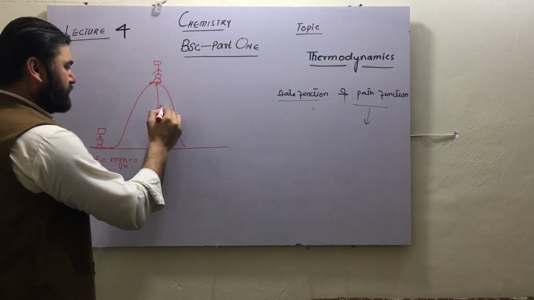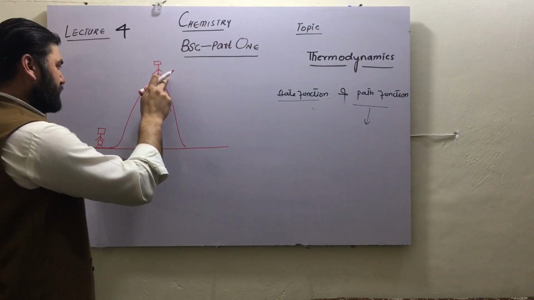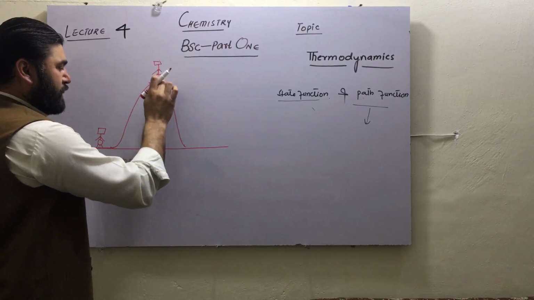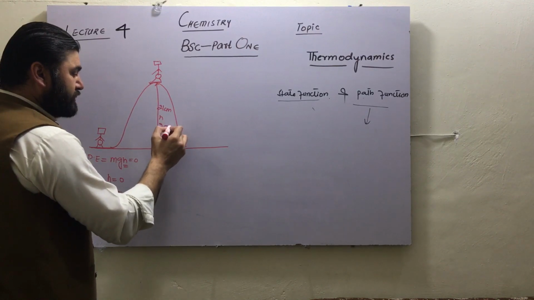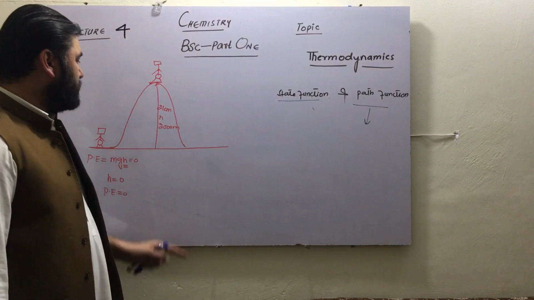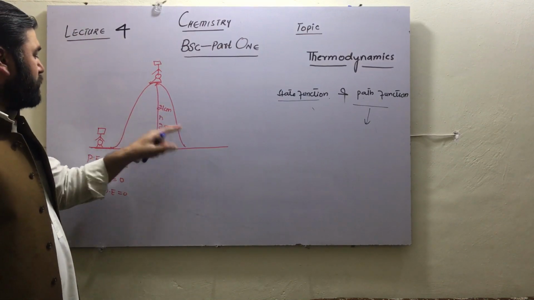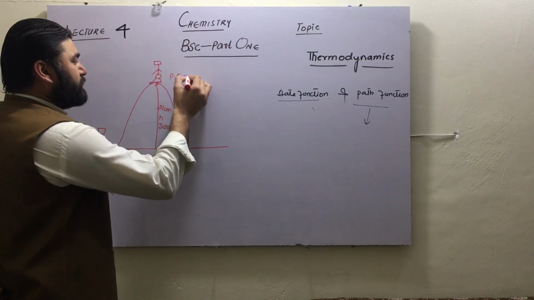We can say 2 kilometer. So this person is lying on the top of this hill at the 2 kilometer distance. So we can say 2000 meter, because 1 kilometer contains 1000 meters. So 2 kilometer means 2000 meter. Now see, what is the potential energy of this person over here?